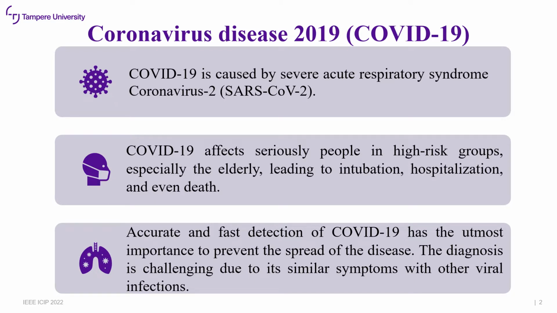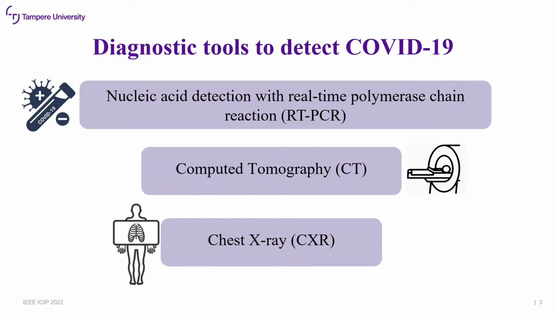However, the diagnosis is challenging due to its similar symptoms with other viral infections. There are several diagnostic tools to detect COVID-19. One of them is nucleic acid detection with real-time polymerase chain reaction, also known as the PCR test. There is also computed tomography to monitor the patient's lungs, and also chest X-ray imaging.